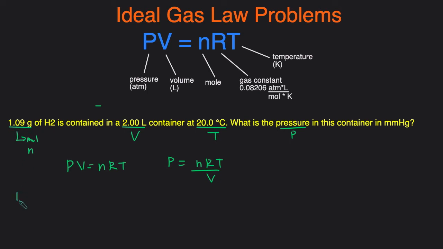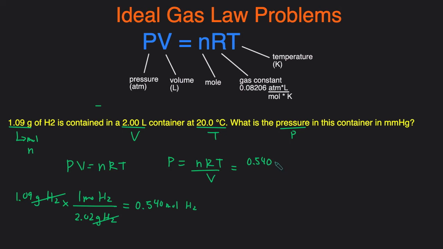We currently have 1.09 grams, so we have to convert this to moles, and the way to convert this to moles is by dividing by the molar mass essentially. So we multiply by 1 mole of H2 over the molar mass of H2, which is approximately 2.02 grams of H2, and that way the grams of H2 cancels out, and then you'll be left with the moles. So this will be 1.09 divided by 2.02, and that'll give us 0.540 moles of H2. And that's what we're going to plug in for n, 0.540.